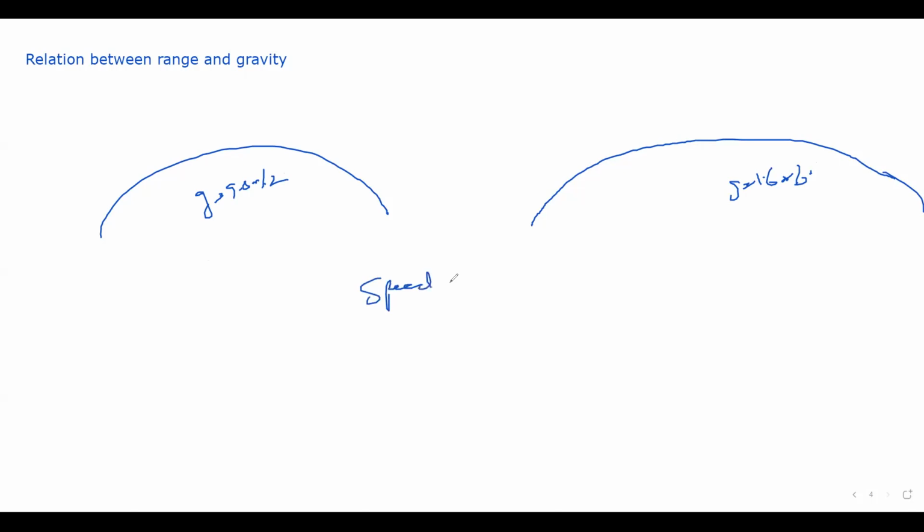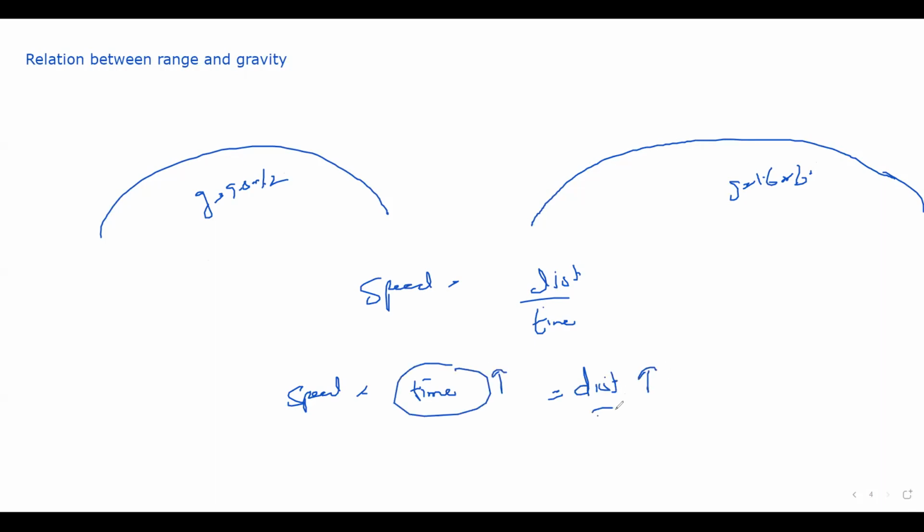As we know, speed is equal to distance divided by time. So if speed is the same, but because the gravity is weaker, the projectile will remain in air for a longer period of time. So if the time increases, the horizontal distance, or the range which the projectile covers, will also increase. If the time remaining in air increases, the range will also increase.